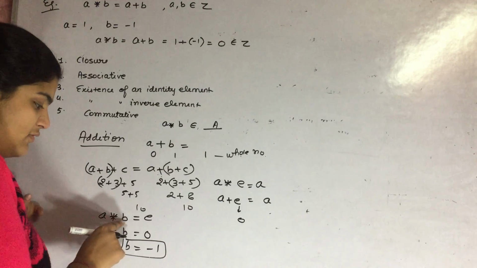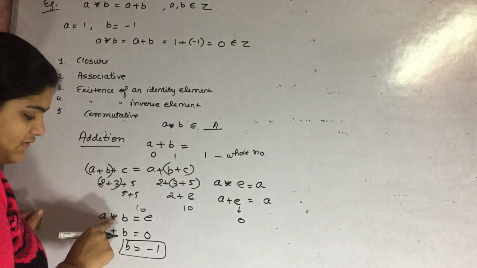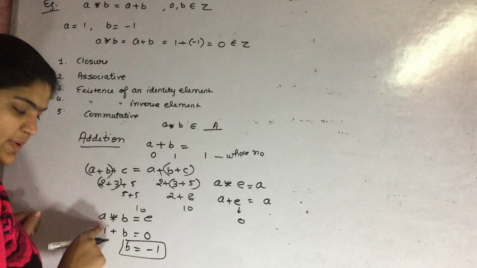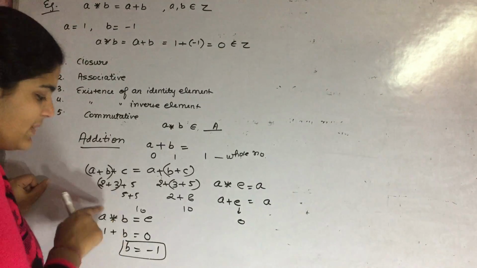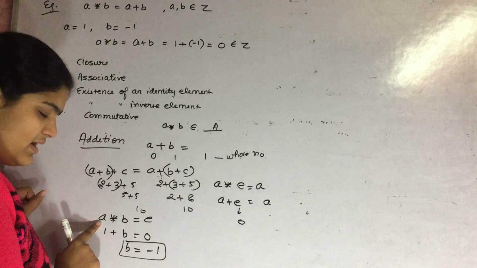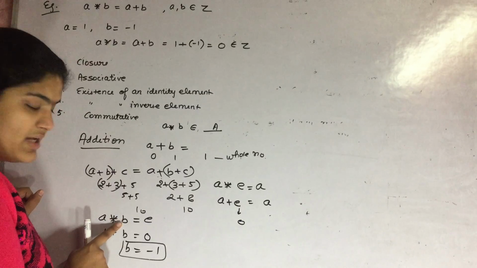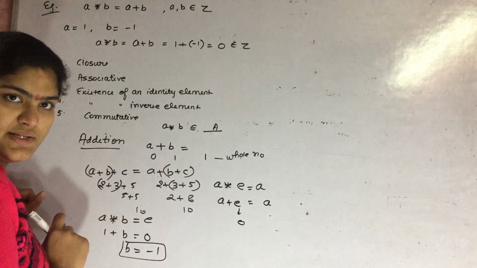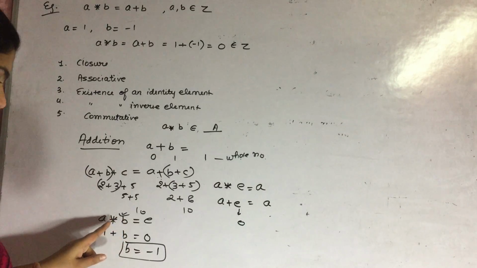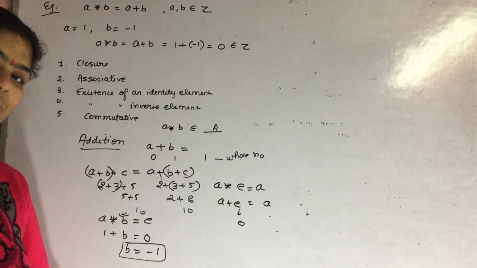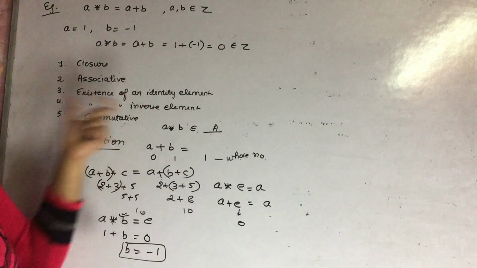Okay, so inverse element is that element whenever you are applying any binary operation, then you have to get what? Identity element. On applying the binary operation with a number to the inverse element, you will get the identity element. So you have to find out that type of number by which you apply the binary operation and you will get the same number. Okay, so this is the inverse element.